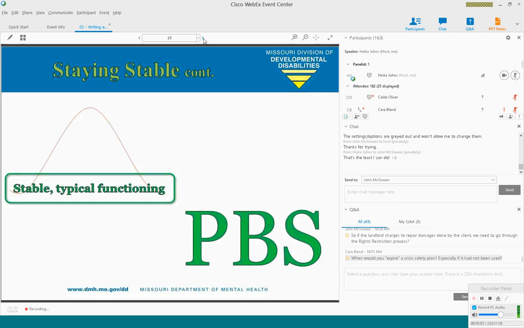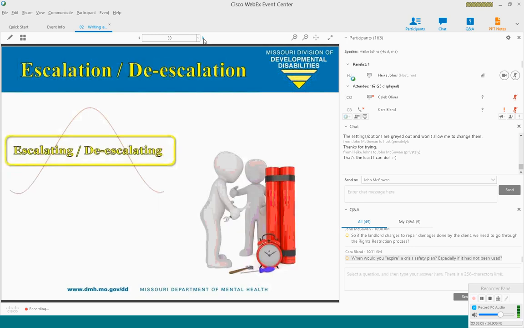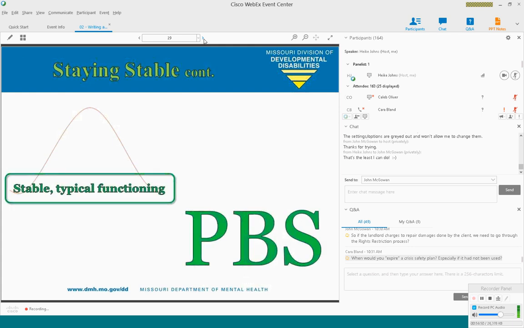So moving away from stable, typical functioning, now we're moving up the curve to escalation. We have a good idea now, or we should have a good idea, of what the person needs to have an interesting and meaningful day. All those things that we can do to prevent a crisis situation. So now we need to consider what makes the situation worse. What are those things that create worsening for the person? We call these things trigger situations, and we want to steer clear of them as much as possible.